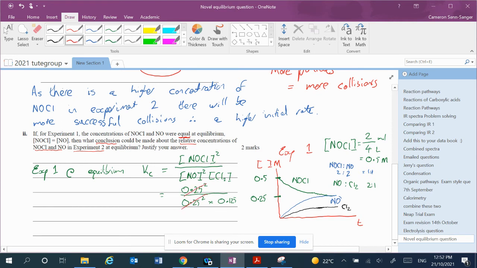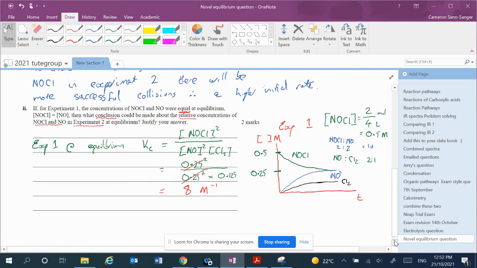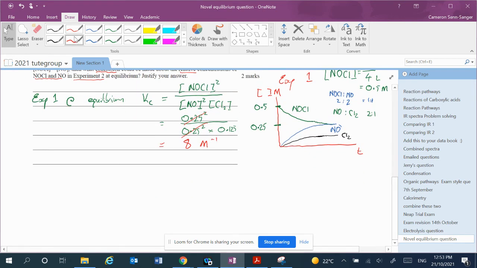Now, what we can do here, we can get a bit jiggy with our mathematics. These are equivalent, so they cancel each other out. And then we end up with essentially 1 divided by 0.125, which gives us 8 M to the power of -1. And you might go, oh, but that hasn't answered the question. We need to then compare to what would happen in experiment 2.